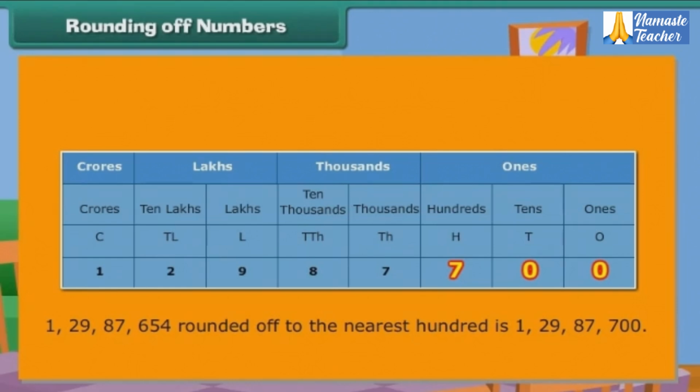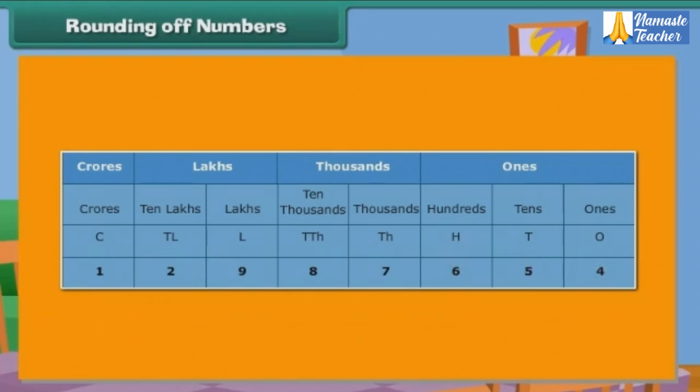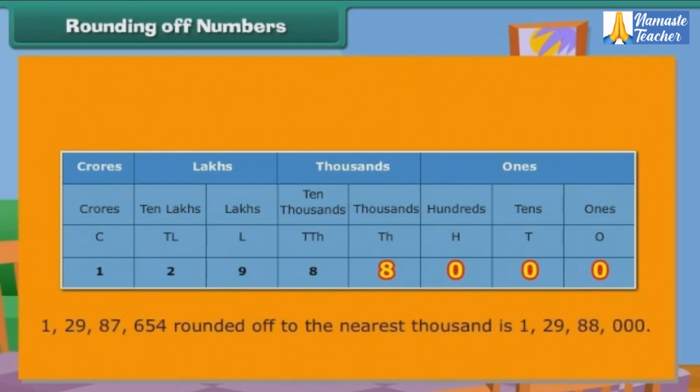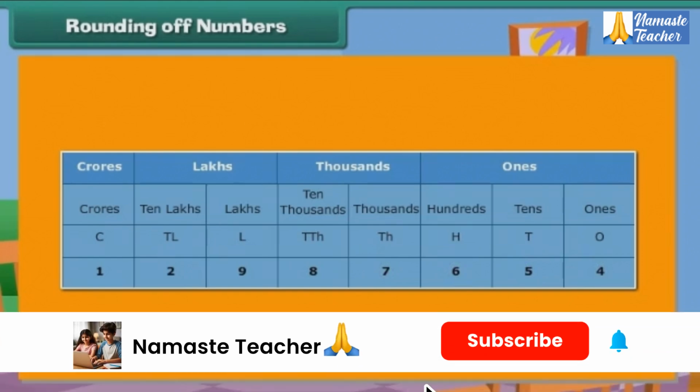We now round off 129,87,654 to the nearest 1000. Take a look at the digit at the hundreds place. It is 6. 6 is greater than 5. We replace it and the digits following it with 0. We increase the digit at thousands place by 1. 129,87,654 rounded off to the nearest thousand is 129,88,000.